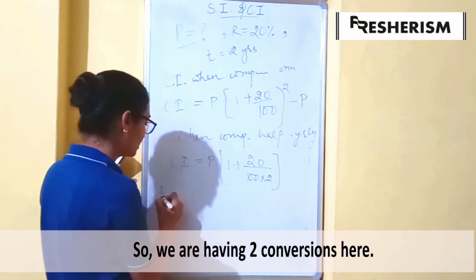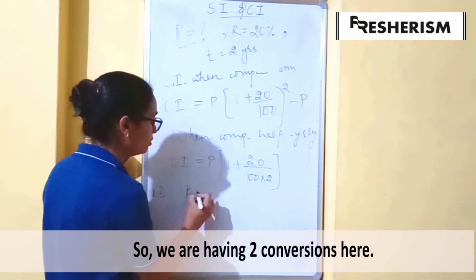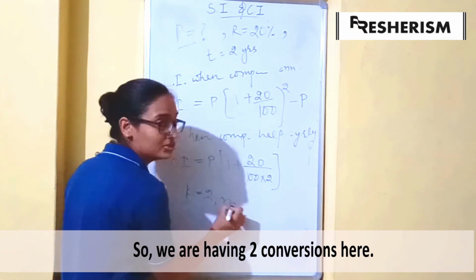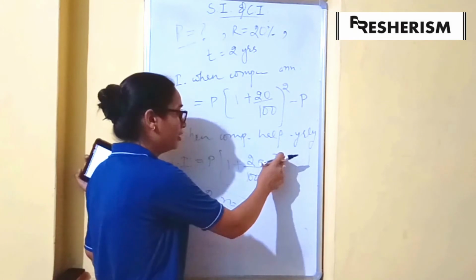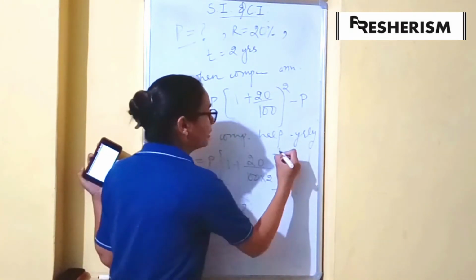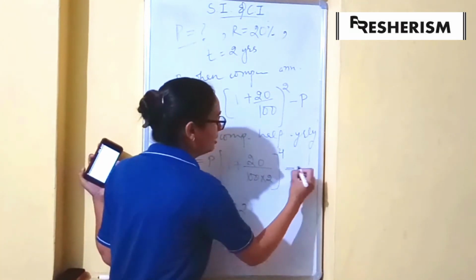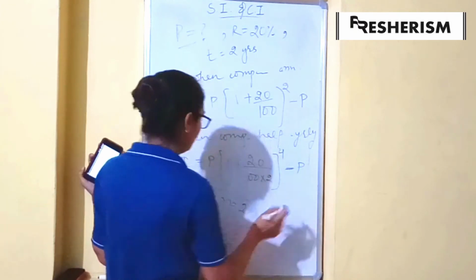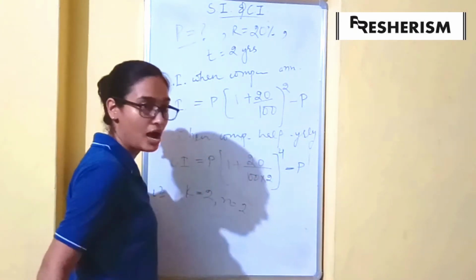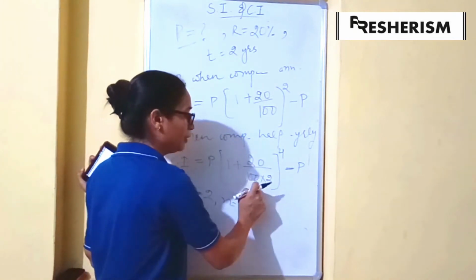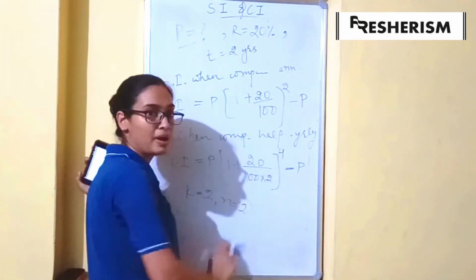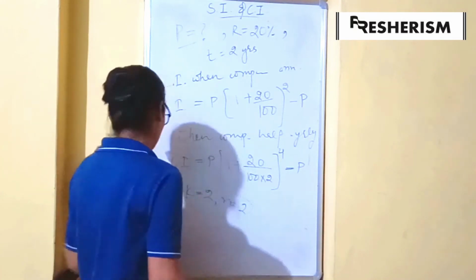We will be having 2 conversions per year. That is, K equals 2 and N equals 2 as well, and we have NK as the power. So this will become 4, minus P. So when it is compounded half yearly, we will have compound interest as P times 1 plus 20 by 100 into 2 raised to the power 4, minus P.